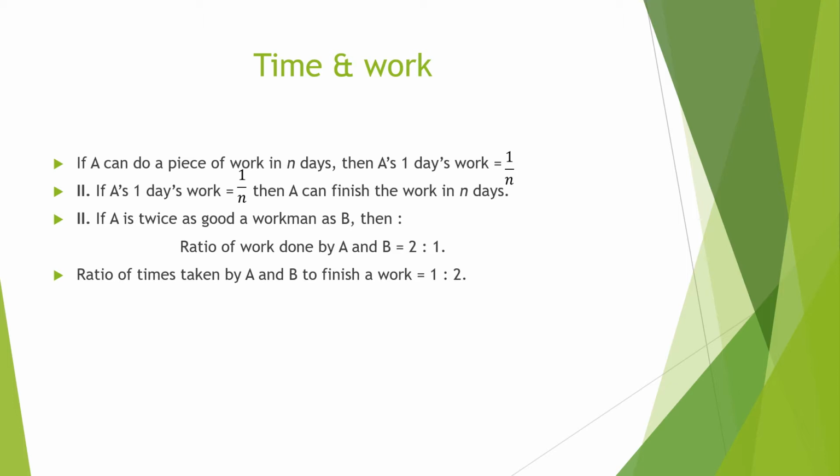Some things you have to understand for this type of question: if A can do a piece of work in n days, then A's 1 day's work is 1 by n. If A's 1 day's work is 1 by n, then A can finish the work in n days. If A is twice as good a workman as B, then the ratio of their work done will be 2 is to 1, and the ratio of the time taken by A and B to finish the work is 1 is to 2. So time taken is 1 is to 2, and work done is 2 is to 1, or n is to 1.